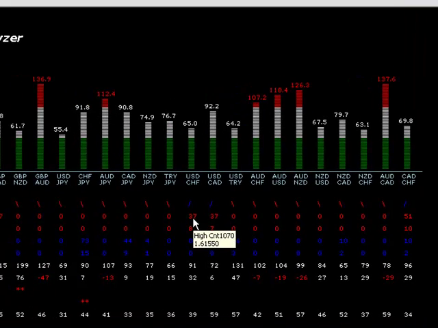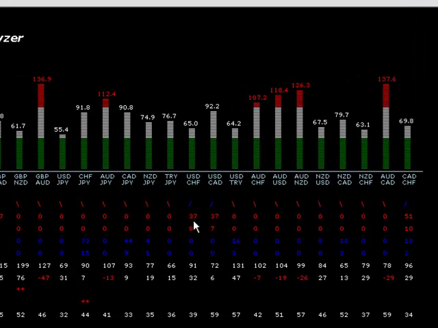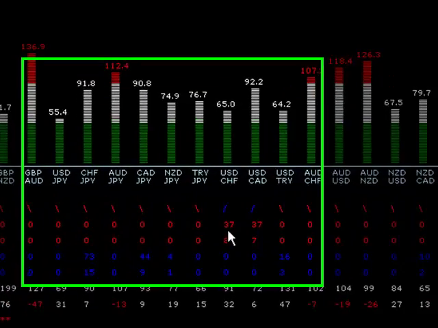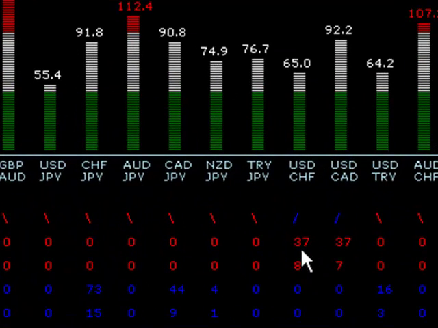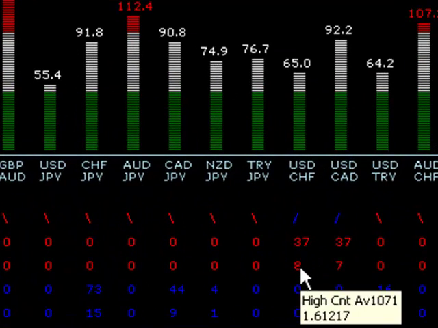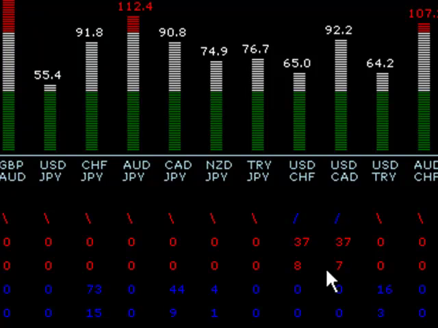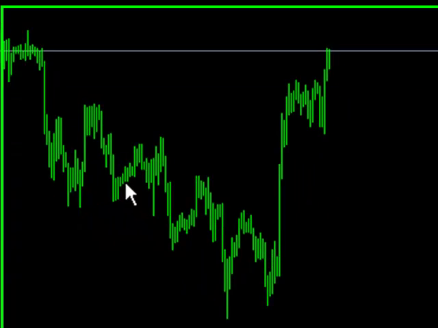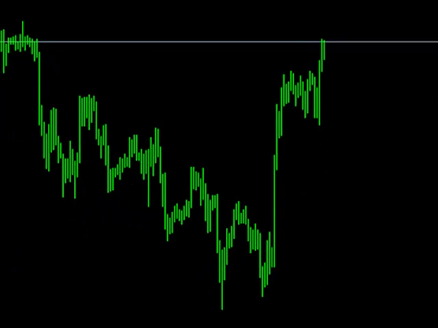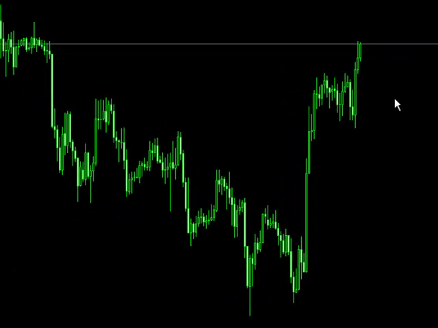Moving further along to the high numbers, we can see US dollar Swiss franc, we've got 37 new highs in the last 4 hours. We've got 8 new highs over the last 20 hours. Remember, we're looking at a 4-hour chart here, and there are no lows registered. So this would indicate that the US dollar is in an uptrend against the Swiss franc. Let's have a look at that to confirm. Yeah, it's pretty clear. We can see some fairly strong upward movement here.